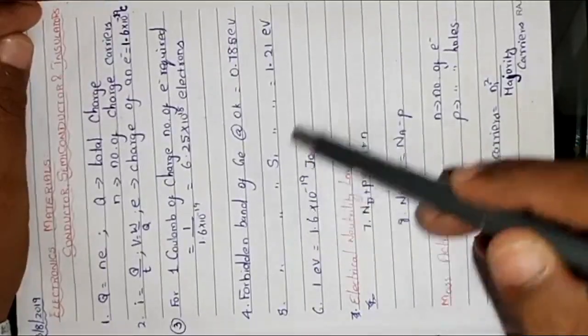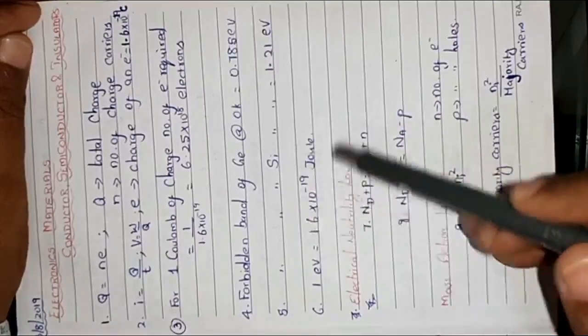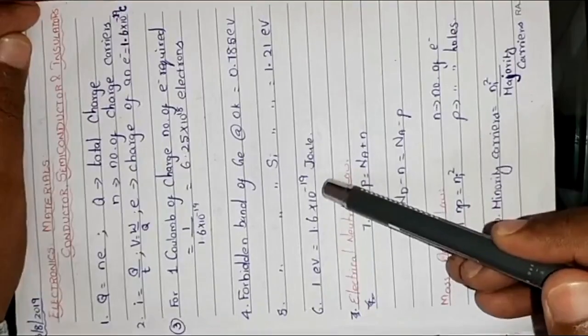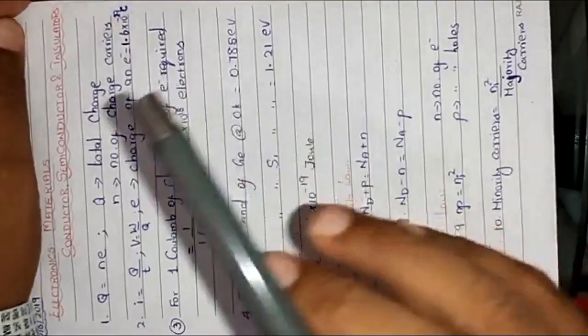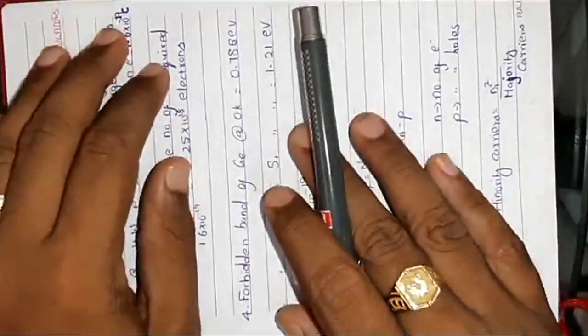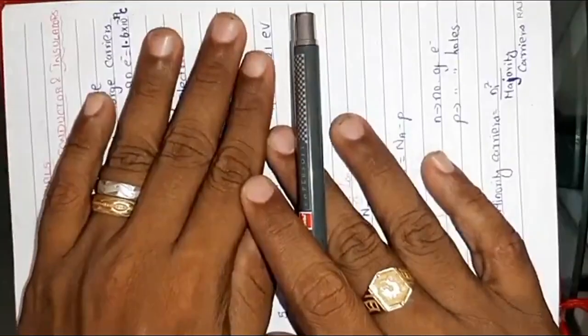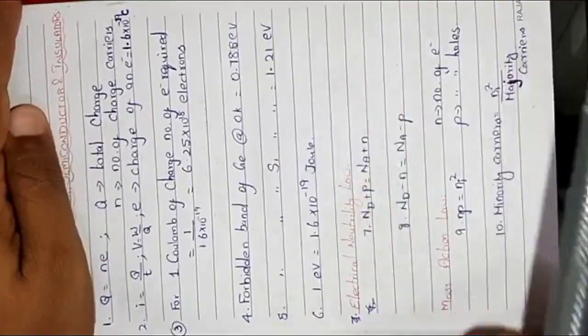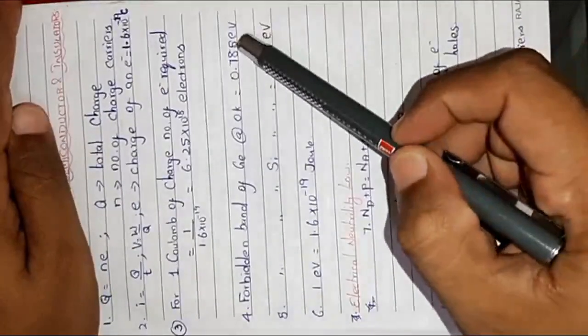joule. Here joule is the unit of energy. So 1 electron volt in energy equivalent is written as 1.6 into 10 power minus 19 joule. For conductors, semiconductors and insulators, when we consider these materials, for conductors there is no band gap. Conduction band and valence band overlap with each other, whereas for semiconductors there is a small band gap, and the band gap is measured in electron volt.